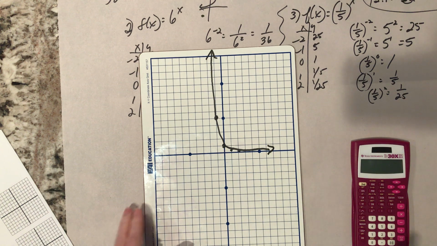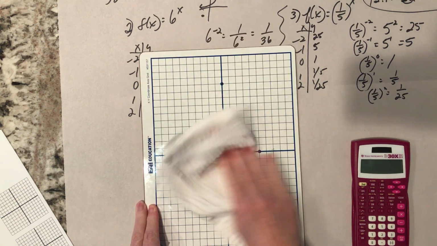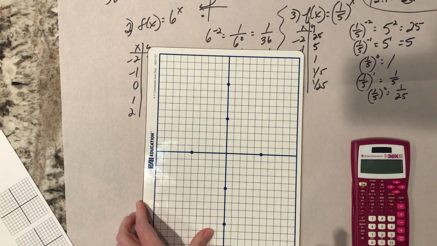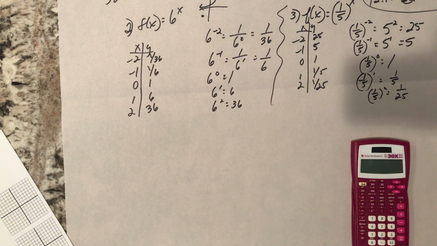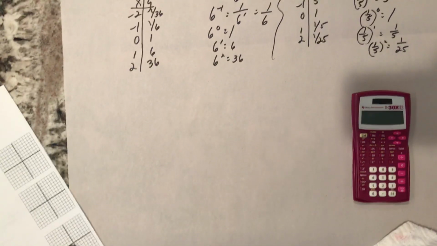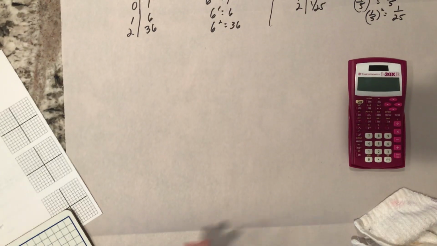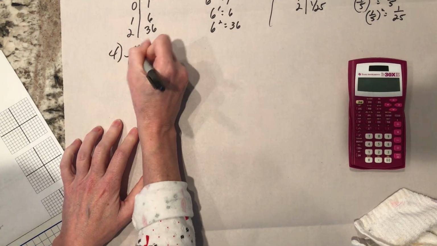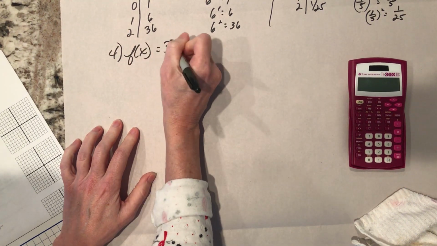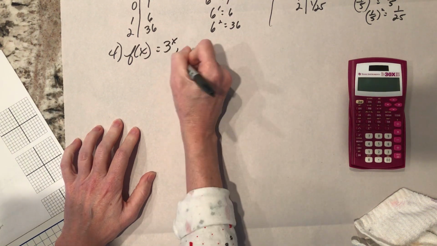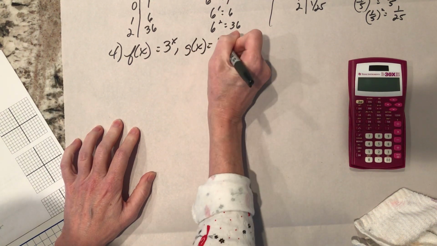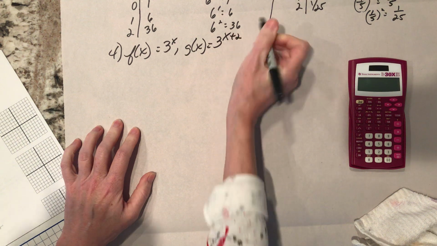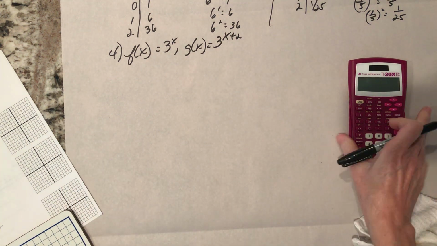Okay, let's look at some transformations. Number 4 has us graph f of x equals 3 to the x power. Then we'll graph g of x equals 3 to the x plus 2 power.